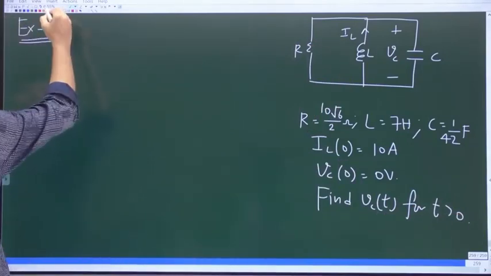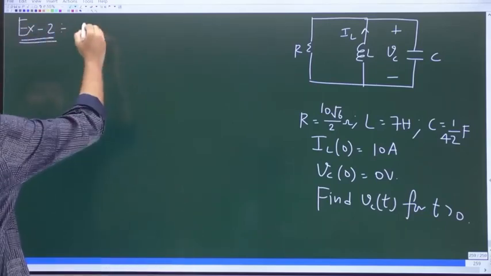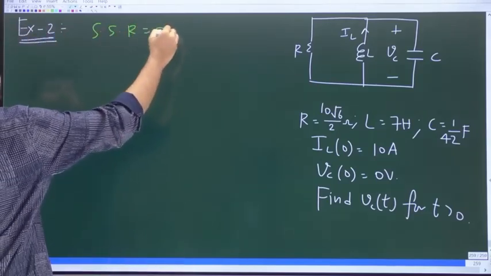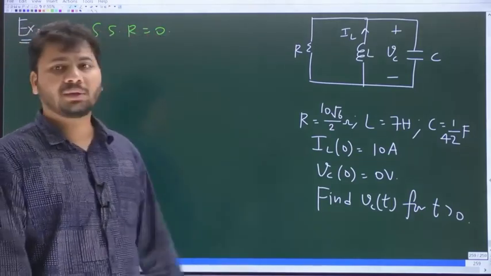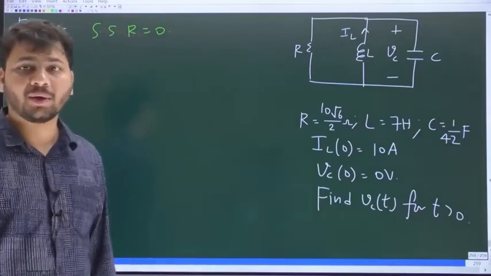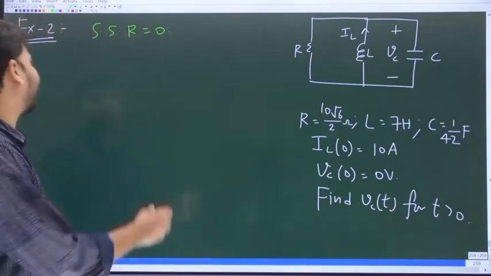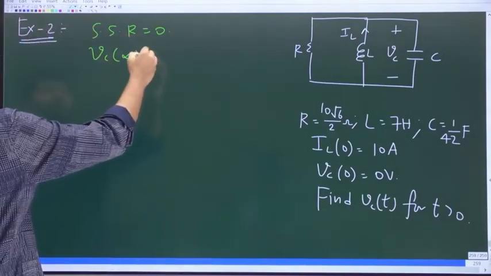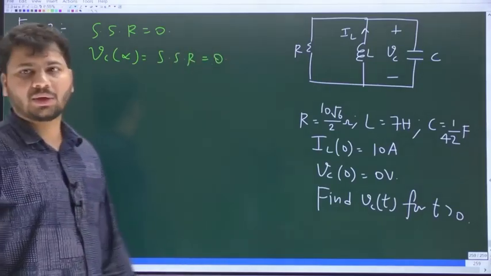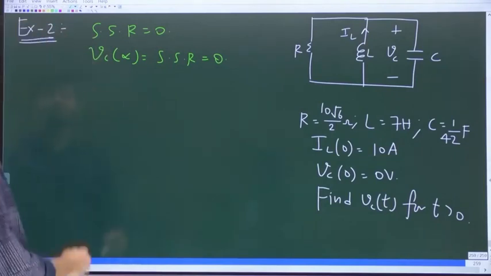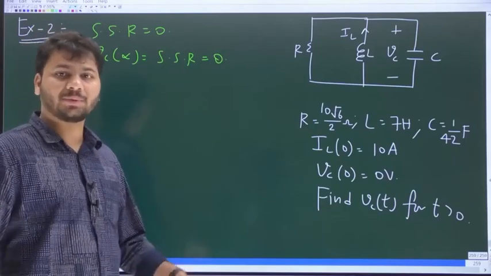Very quickly, because it's a source-free circuit, the steady state response is 0. Without doing anything, we can directly say the steady state response is going to be 0 because this circuit is not driven by any independent sources. So at steady state, all currents and voltages will be 0. So what is Vc of infinity? Vc of infinity is nothing but the steady state response, and that is equal to 0. Now you should find the natural response and add it to this steady state response, which is 0.